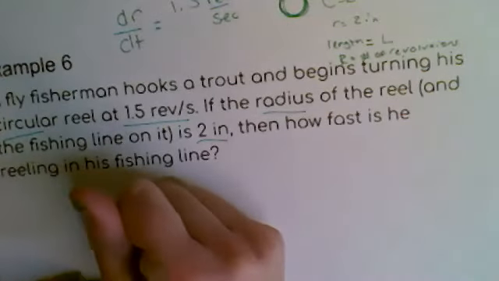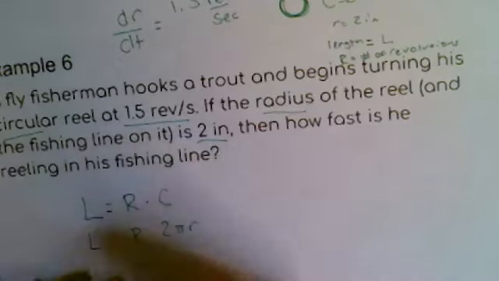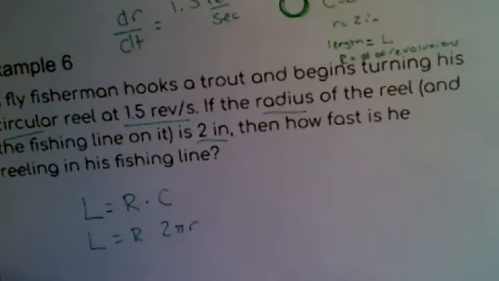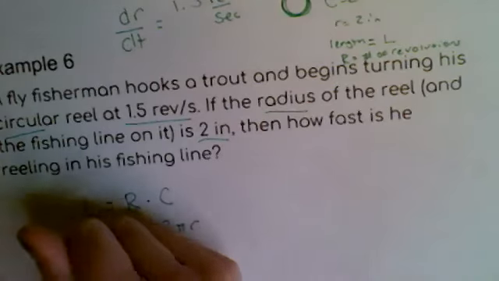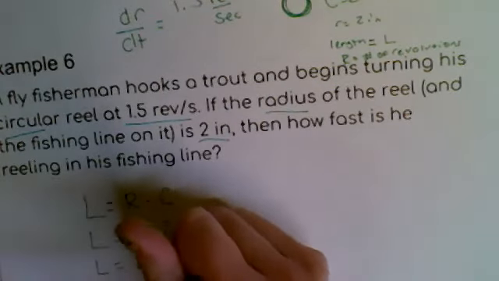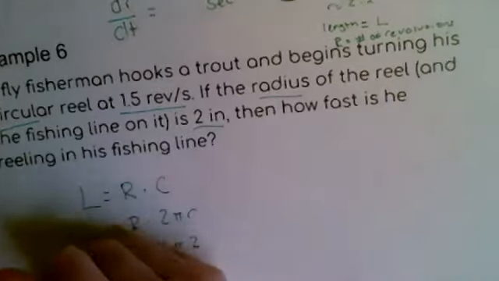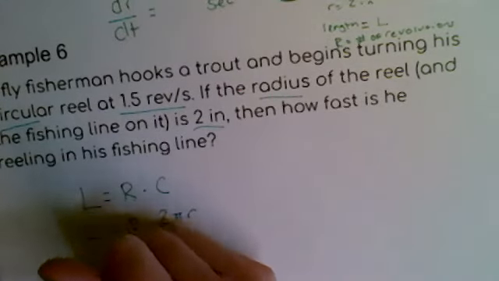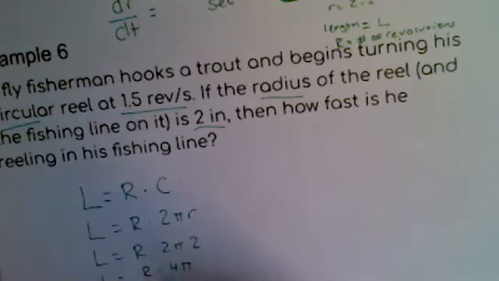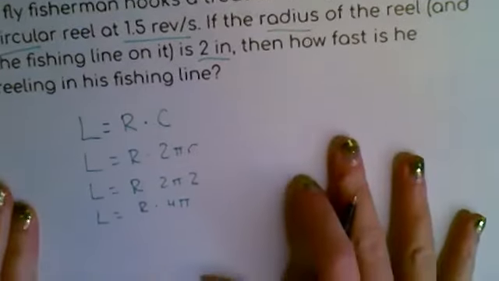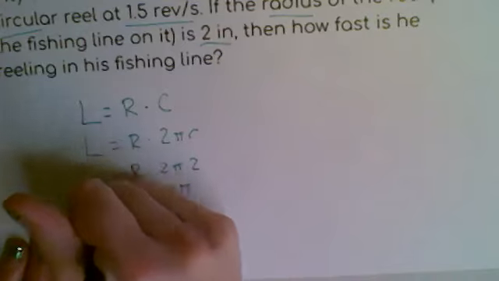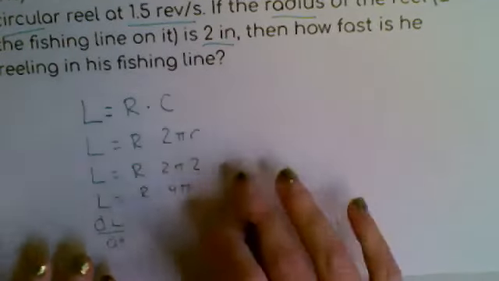So length equals R times 2 pi radius. The other thing that we know is what the radius is. We know the radius is 2, so let's plug that in. All right, so simplify. So we're getting R times 4 pi. Now that we're here, we're going to go ahead and take the derivative of the length of the fishing line with respect to time.